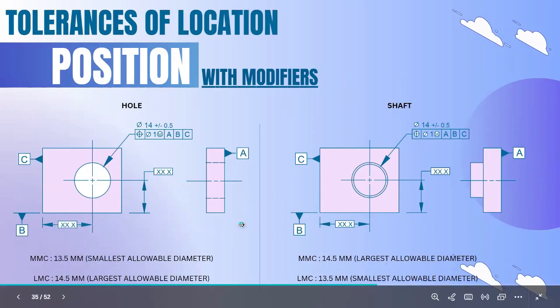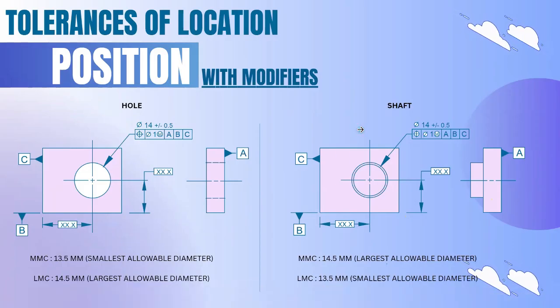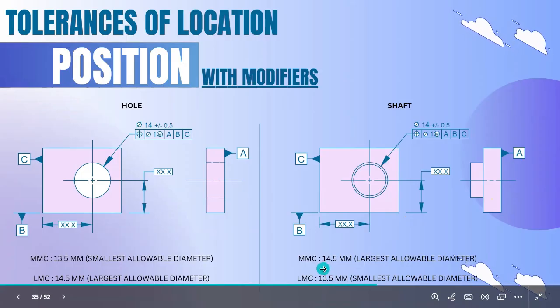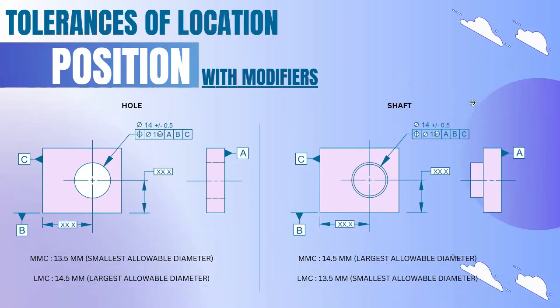For the shaft, it is opposite. When the shaft gets larger, the material will be at maximum. If the shaft diameter gets smaller, the material will be in the least condition. So for the shaft, MMC is 14.5, the largest allowable diameter, and LMC is 13.5, the smallest allowable diameter. Now with this MMC modifier, we're going to calculate the position.